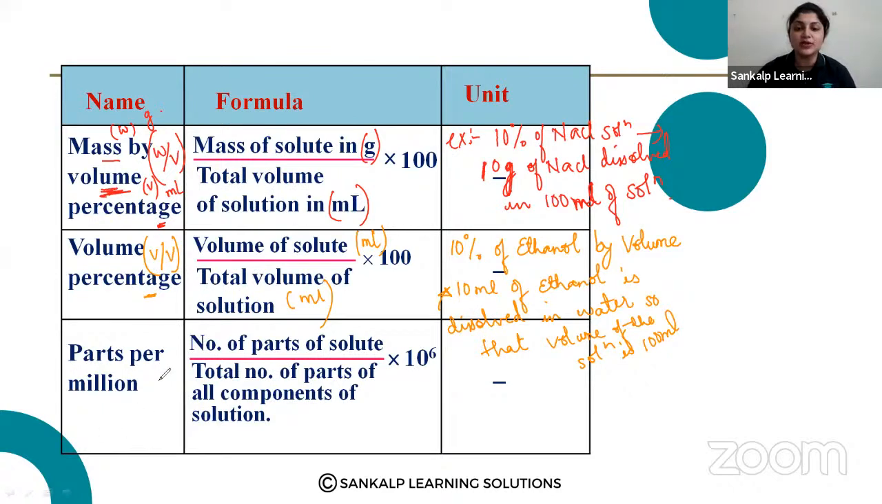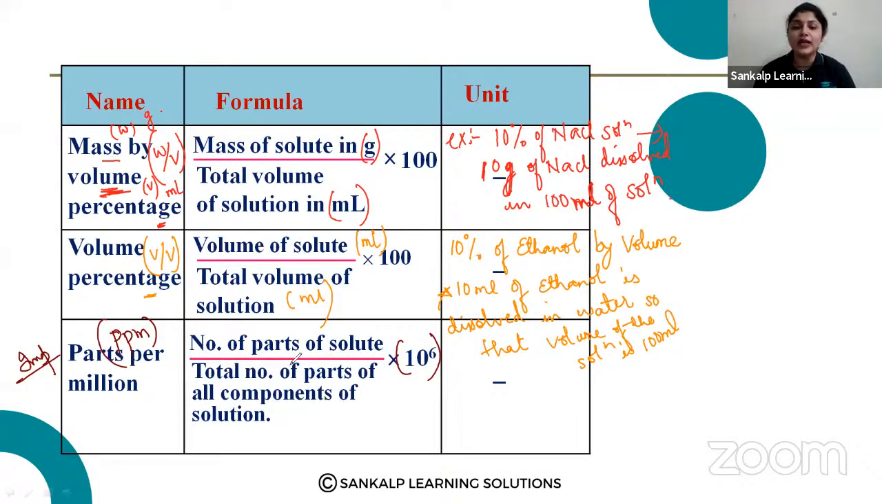So next is parts per million, that is ppm. This is very important. Parts per million is expressed as ppm. What do you mean by parts per million? It is the number of parts of a component per million. Per million means 10 raised to 6 of the solution. So you take the number of parts of the component per million parts of the solution.